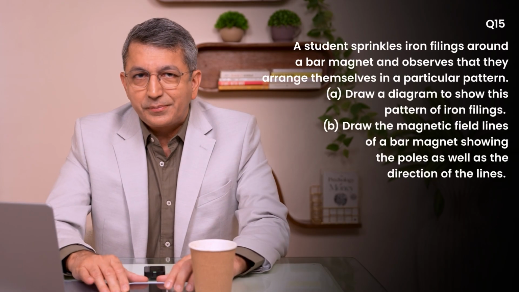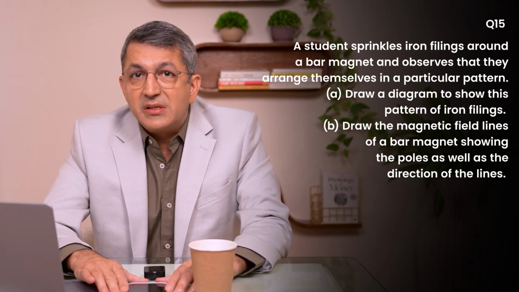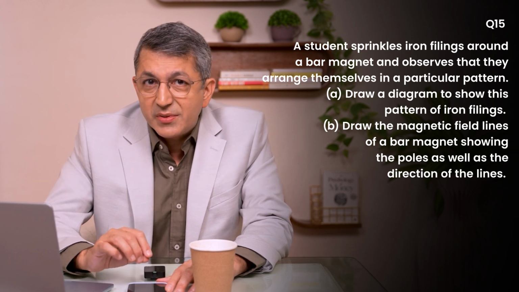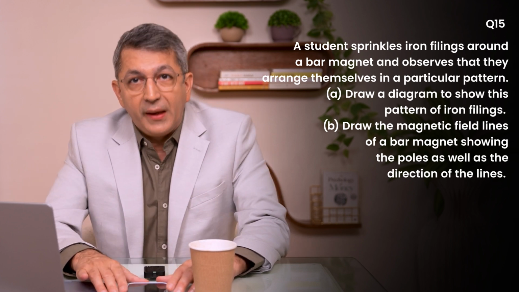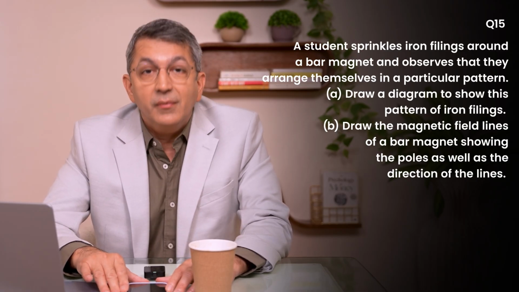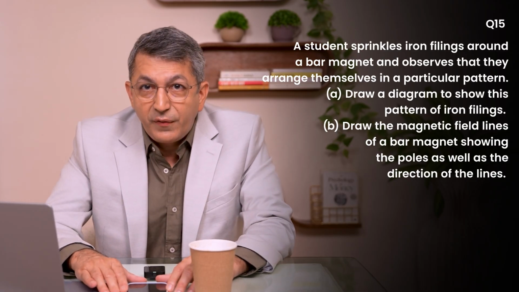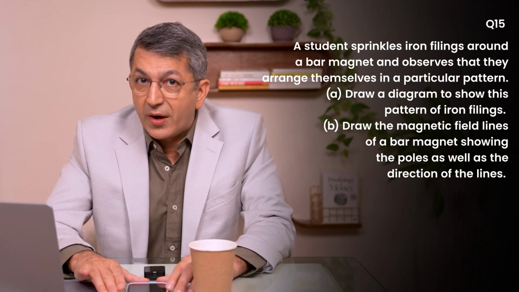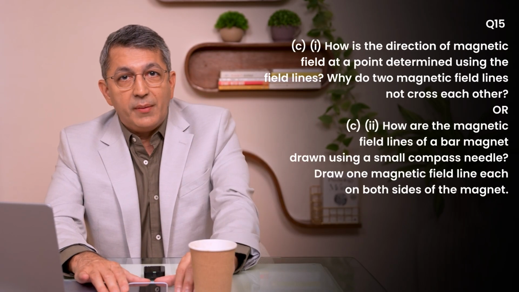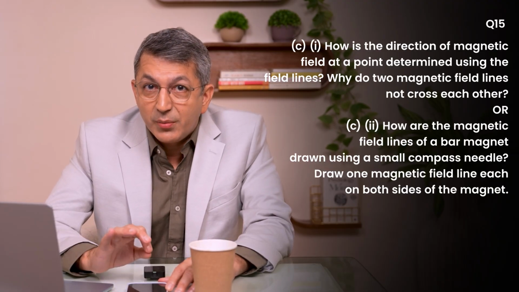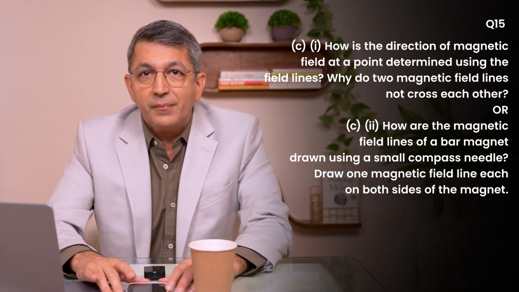Question 15. A student sprinkles iron filings around a bar magnet and observes that they arrange themselves in a particular pattern. A. Draw a diagram to show this pattern of iron filings. B. Draw the magnetic field lines of a bar magnet showing the poles as well as the direction of the lines. C1. How is the direction of magnetic field at a point determined using the field lines?